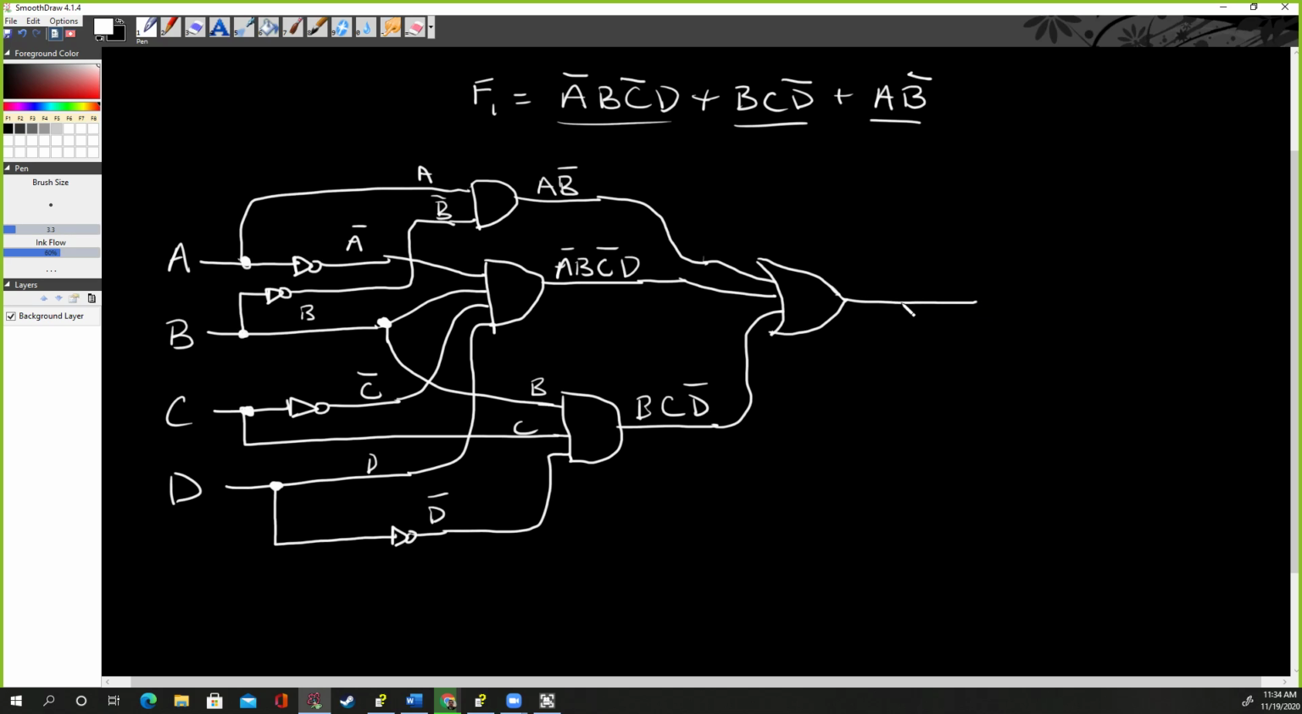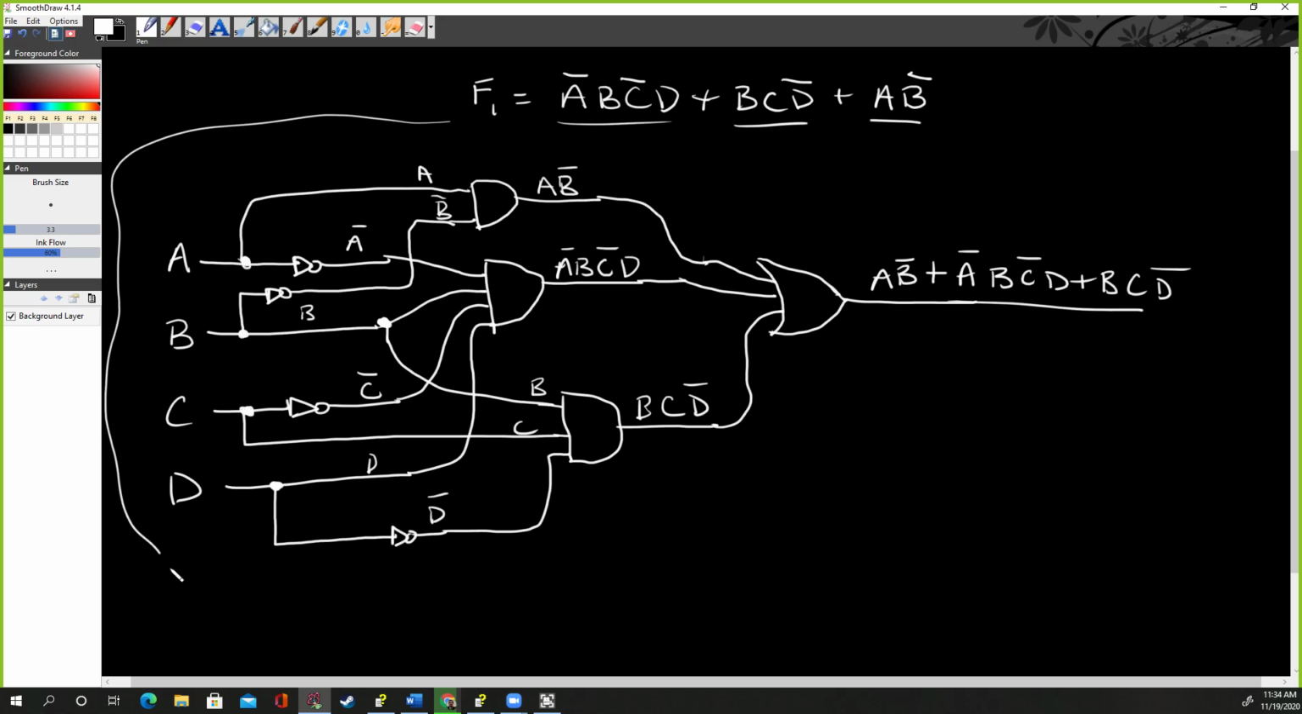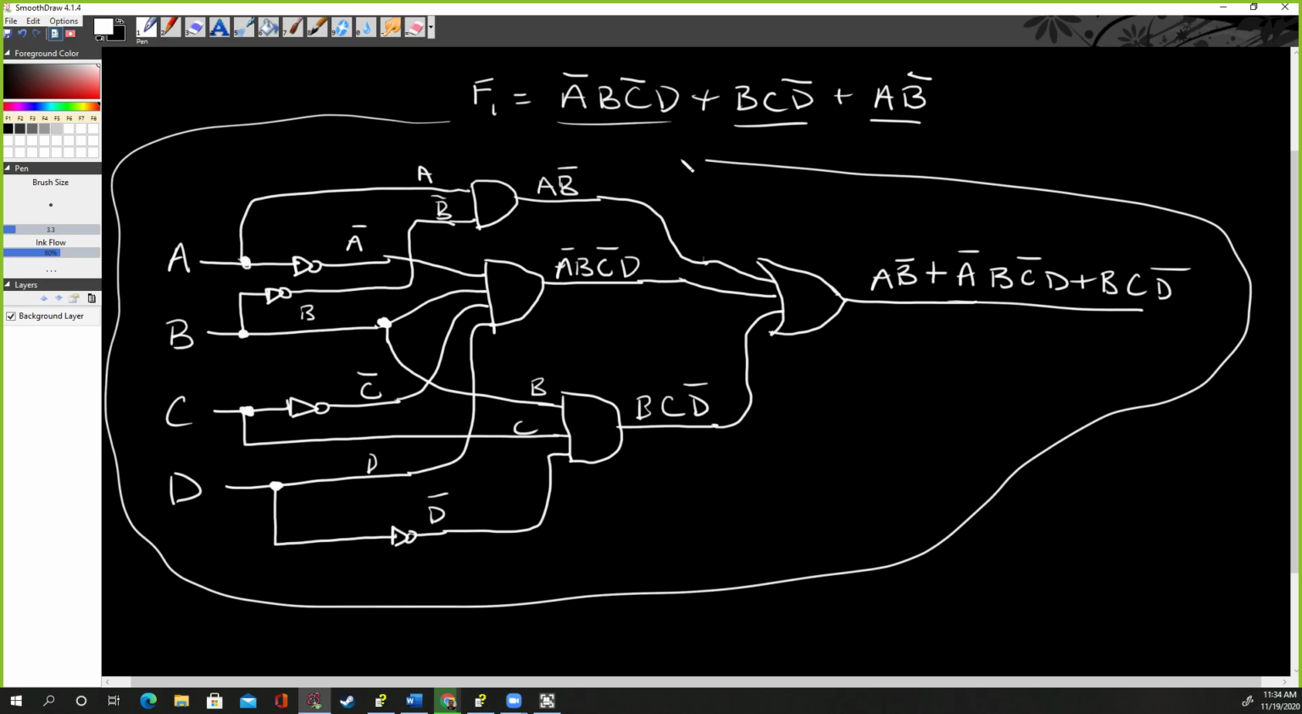And there we go. This wire now represents A, not B, this wire, or this one, or this one right here, A, B, C, D, just like this, or this wire right here, because this is an OR gate, right? B, C, not D. So we're done. This is the logic implementation, the wiring for this expression.